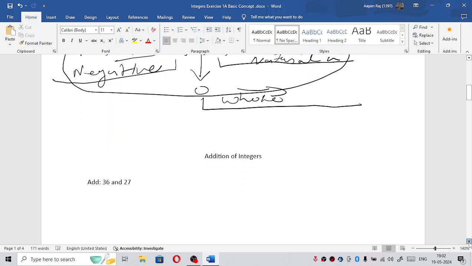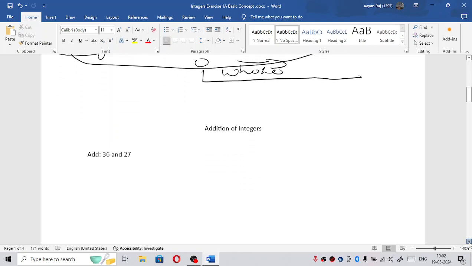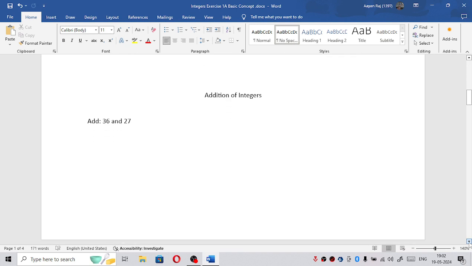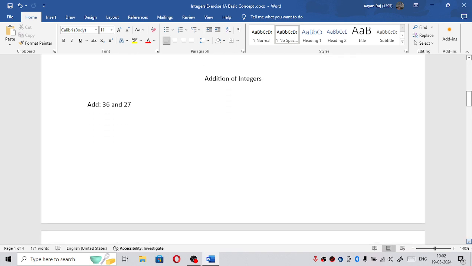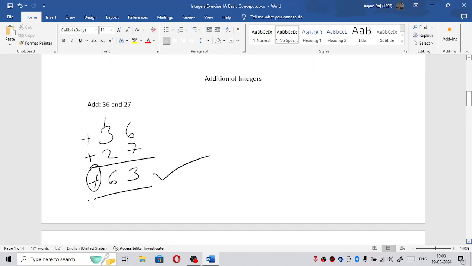Moving next, let's see how we add integers. As we discussed, integers are positive and negative numbers including 0. Let's see here 36 plus 27. You have done this lots of times. 6 plus 7 gives you 13, write 3 and carry 1, and it gives you 6. So 63. Here there is no issue because both are positive, and we don't show the positive sign. So 63 is your answer for this addition.